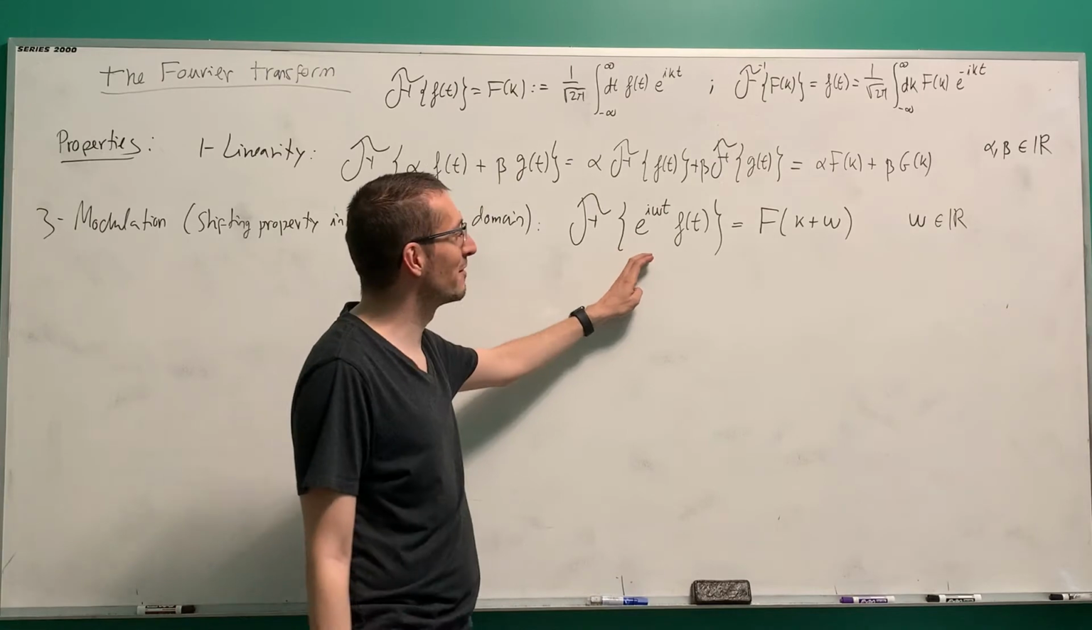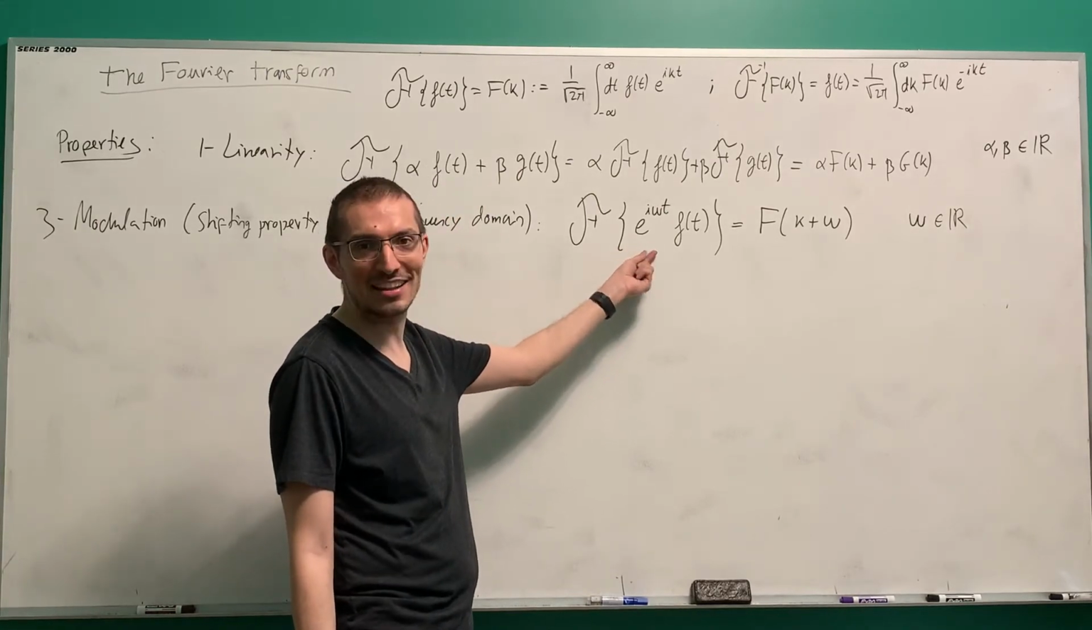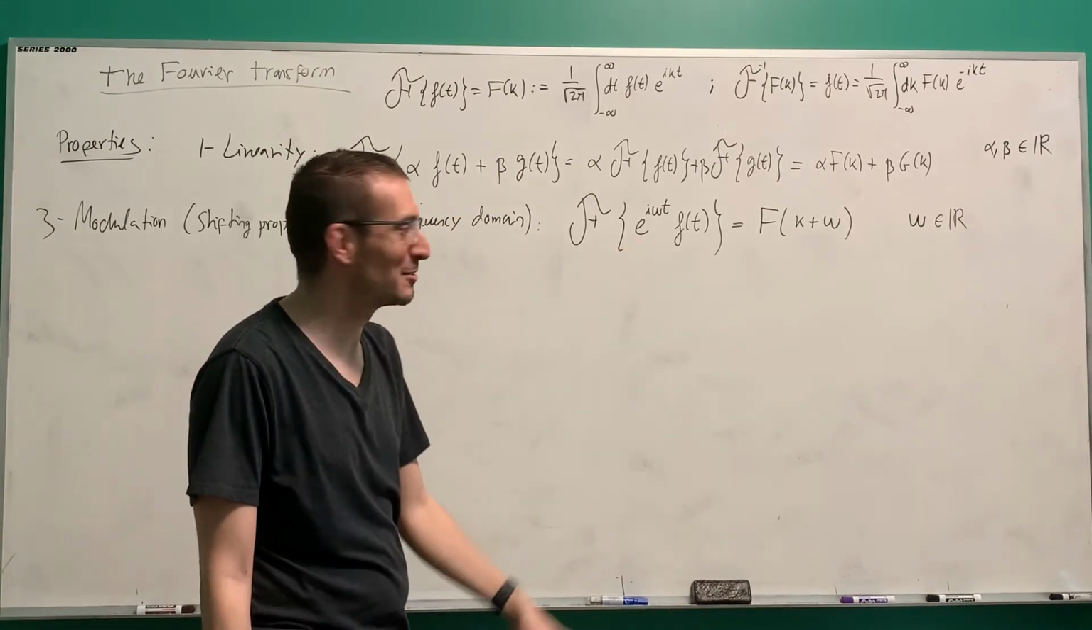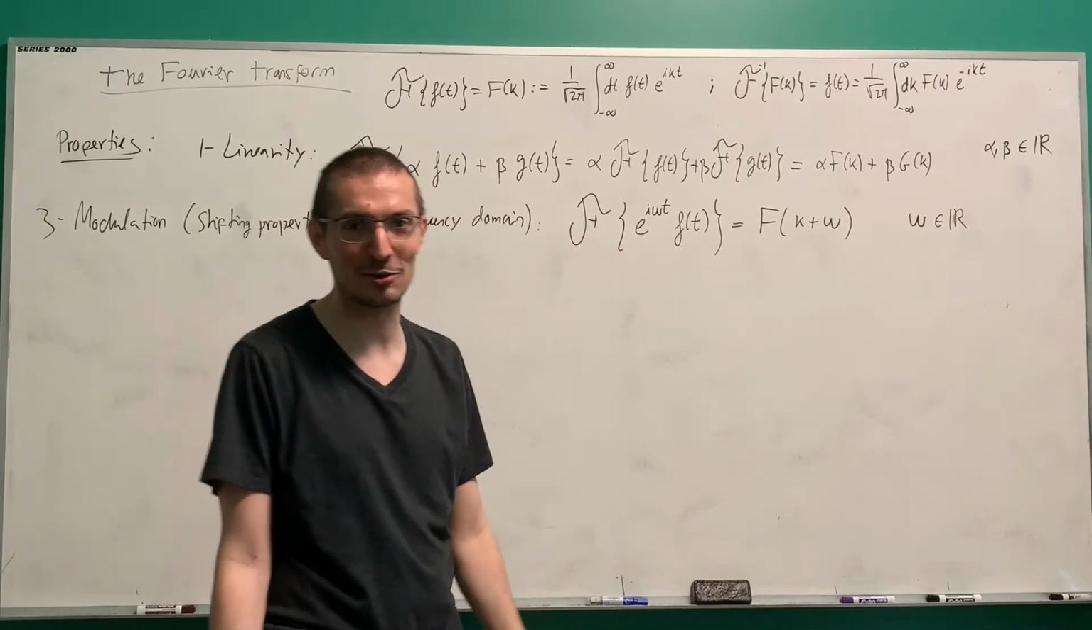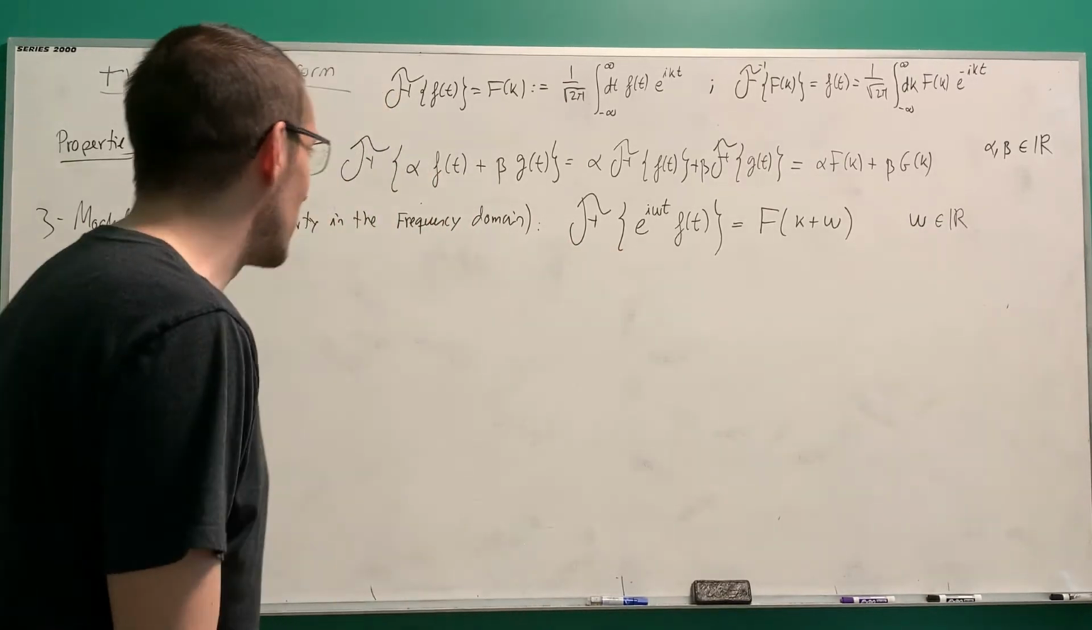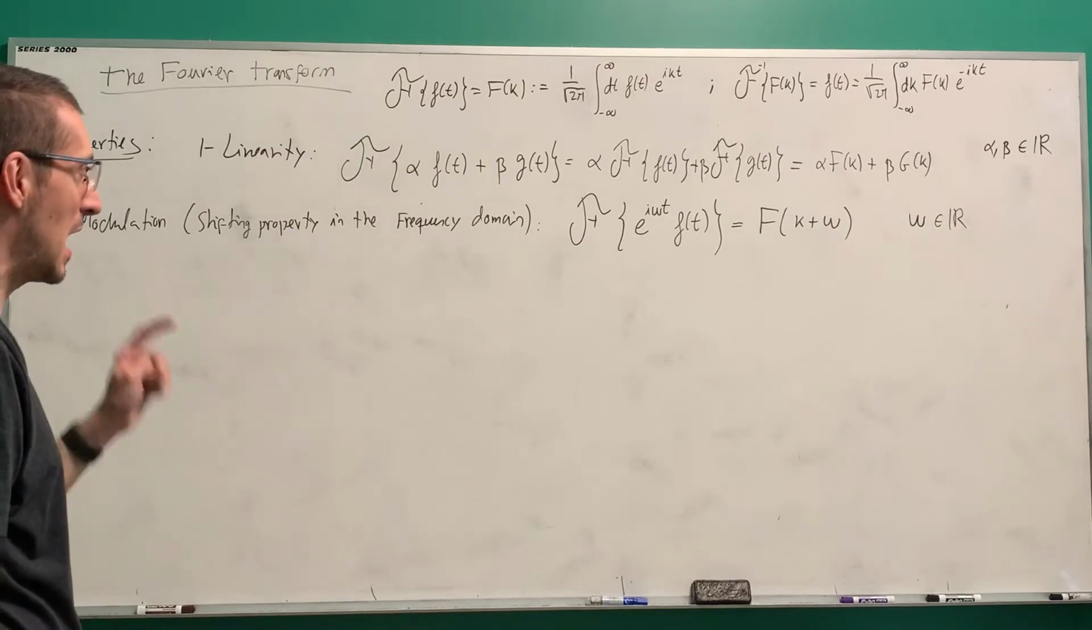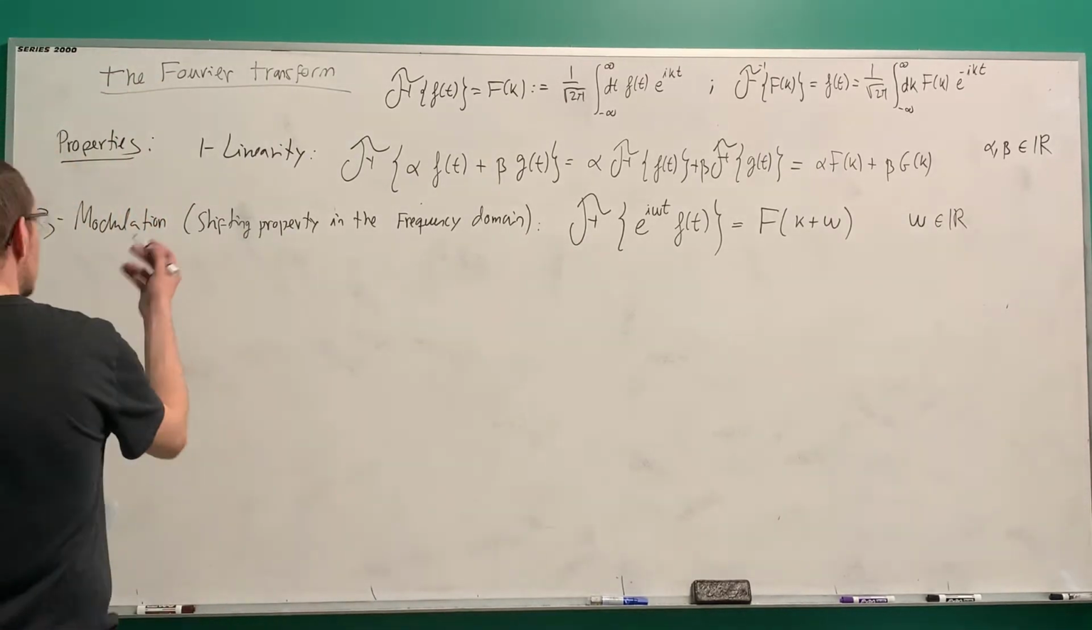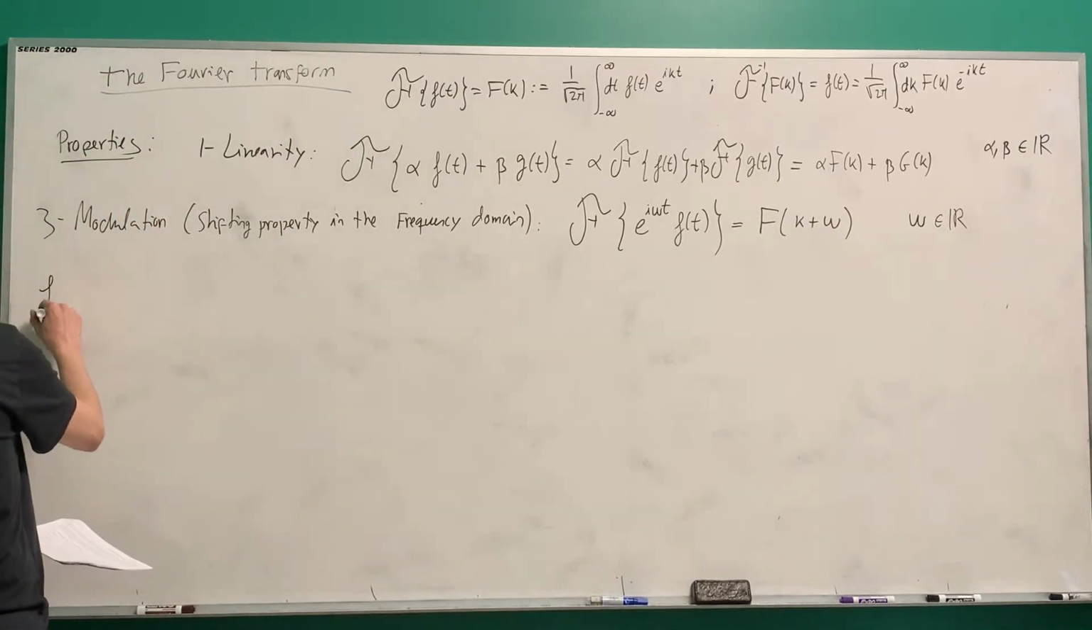Keep in mind, the real part of that would be multiplying by a cosine, the imaginary part would multiply by a sine, okay? So it's definitely multiplying f of t by an oscillatory function. All right, this is an interesting and cool property, and let's prove it. So, we go to the definition.